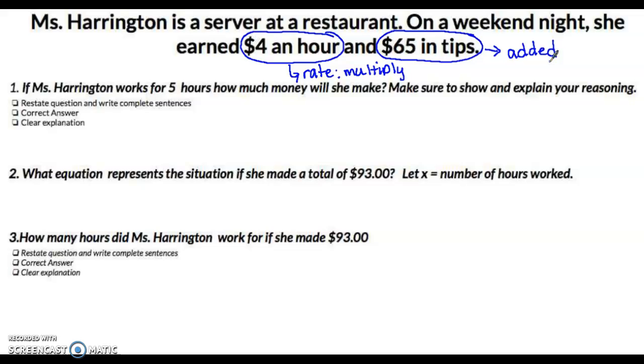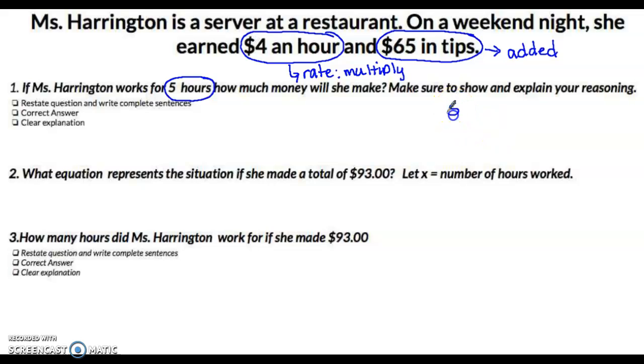All right, let's read the question. If Miss Harrington works for 5 hours, how much money will she make? Make sure to show and explain your reasoning. All right, so 5 hours, that's important information. And with this information that I was given up here, that for each hour she makes $4, then I know I need to multiply each of these hours by 4.